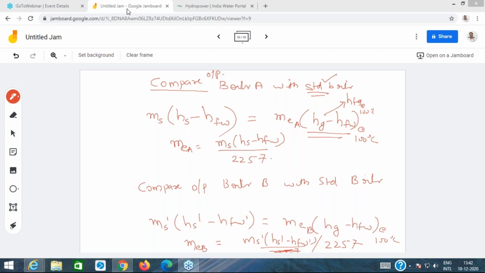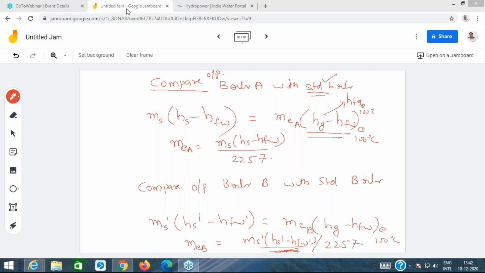So if you can figure out that, then whichever is more, suppose in this case, if you compare ME of A and ME of B, the equivalent evaporation of A and B, then that value would tell us the boiler which is having a higher value of ME, the equivalent evaporation, is a better boiler. So equivalent evaporation of boiler helps you compare the two boilers and tell you which boiler is a better boiler when you want to bring them on a common benchmarking scale. Okay, is this clear? I hope it is clear to you.